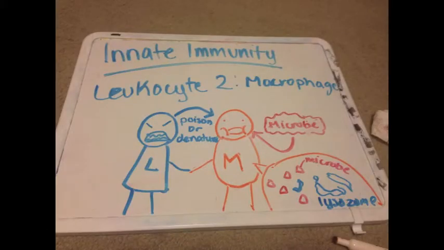Leukocyte number 2 is the macrophage. The macrophage is the orange man in the picture. He engulfs the microbe or pathogen and breaks it down, then attaches to a lysosome, which either poisons with nitric oxide or denatures the microbe and destroys it. The macrophage then releases the remnants and they pitter away.